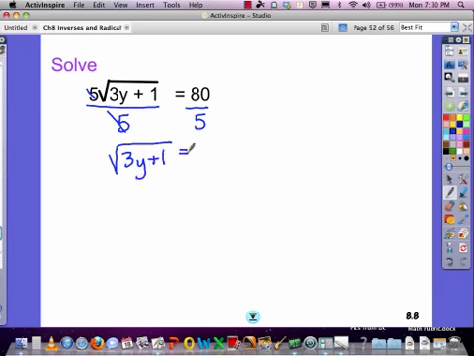And how many nickels go into 80 cents or $80? How many $5 go into $80 if you like that better? And we should be looking at what? 16? Okay. And from there, we want to undo this square root with a square. That would leave us 3y plus 1. And when we square, we get 16 times 16, which is 256.